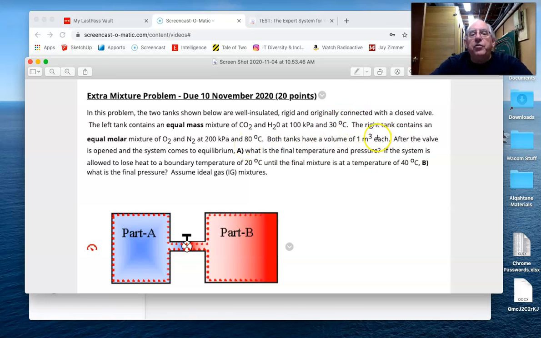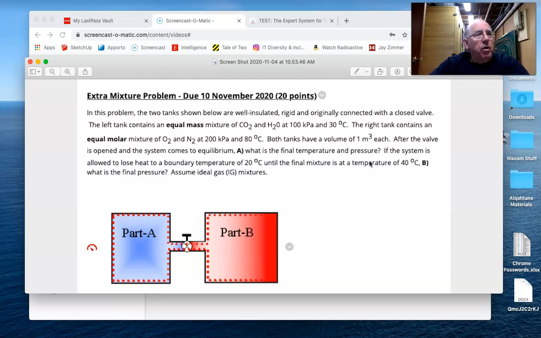As I said, both tanks have a volume of 1 cubic meter. After the valve is open and the system comes to equilibrium, the question is, what is the final temperature and pressure?